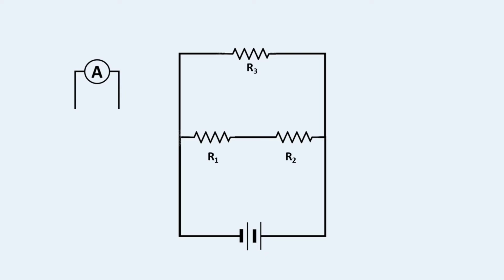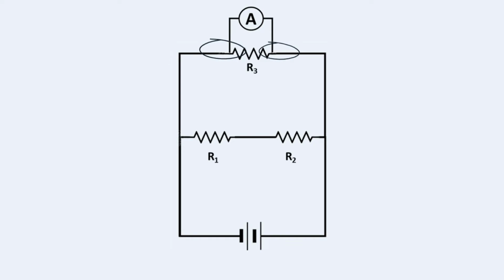Let's say you connect an ammeter across a resistor, like R3. One lead goes on one side, and the other lead goes on the other side of the resistor, R3. As the current approaches that point in the circuit, it reaches a fork in the road. The current now has 2 paths to choose from. It can go through the resistor R3 or go through the ammeter.